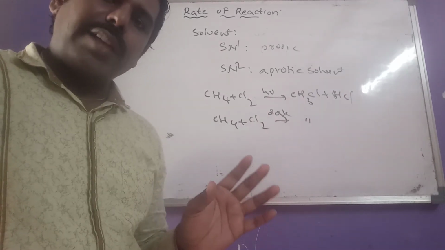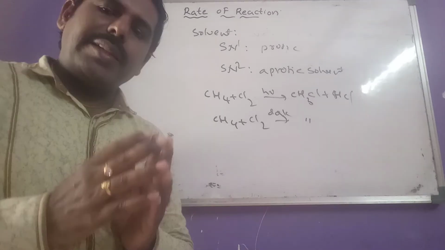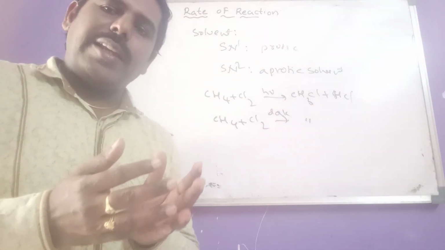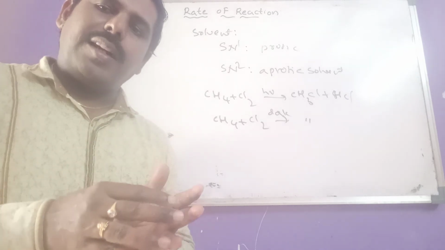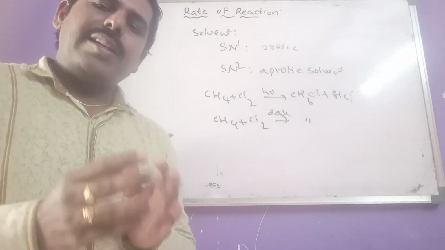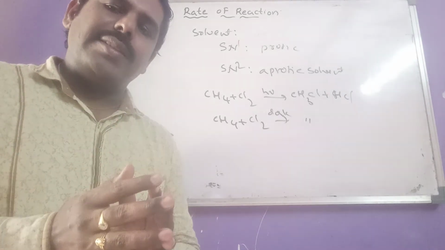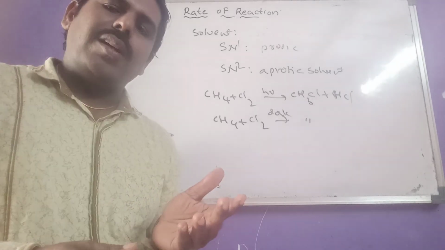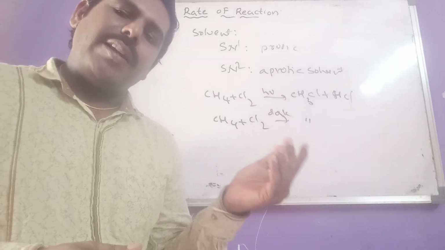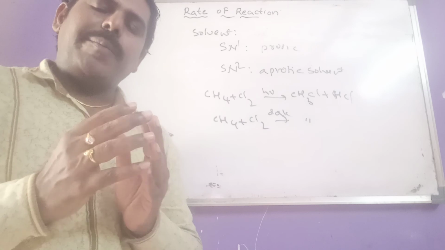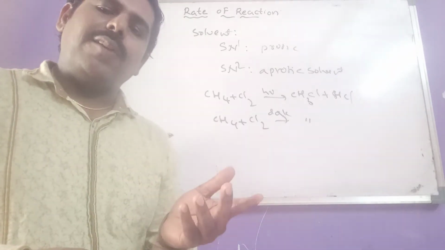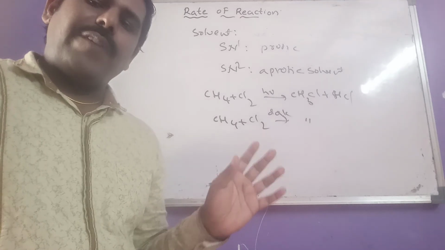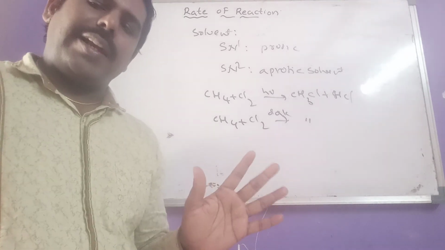And also surface area. That means here the reactions in which the rate occurs on a solid surface. Now the rate of reaction is directly proportional to the surface area of the solid. That means surface area of a solid also affects the rate of reaction. So these are the factors affecting rate of reaction.